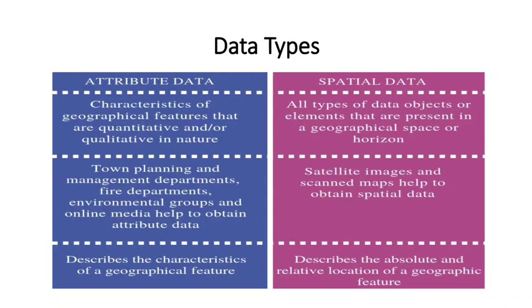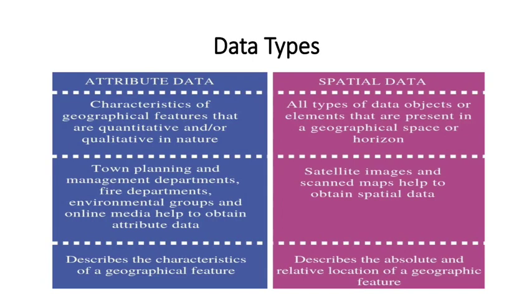Now we'll be dealing with the data types. Data types can be categorized into two: spatial data and attribute data. Spatial data covers all types of data, objects or elements that are present in geographical space. As the name itself indicates, spatial data is present in the space or the horizon, whereas attribute data means the characteristics of geographical features that are quantitative or qualitative in nature.